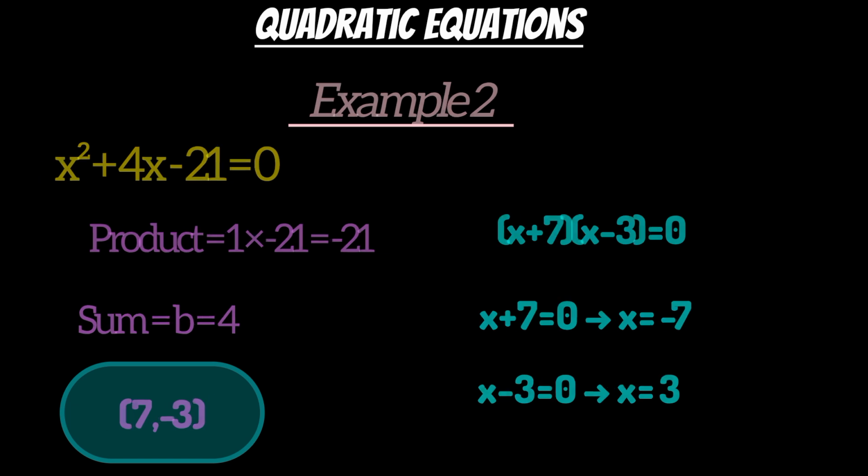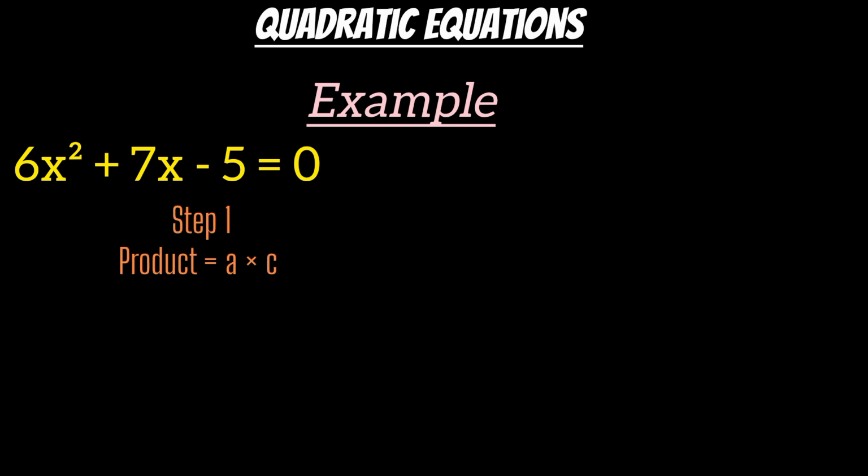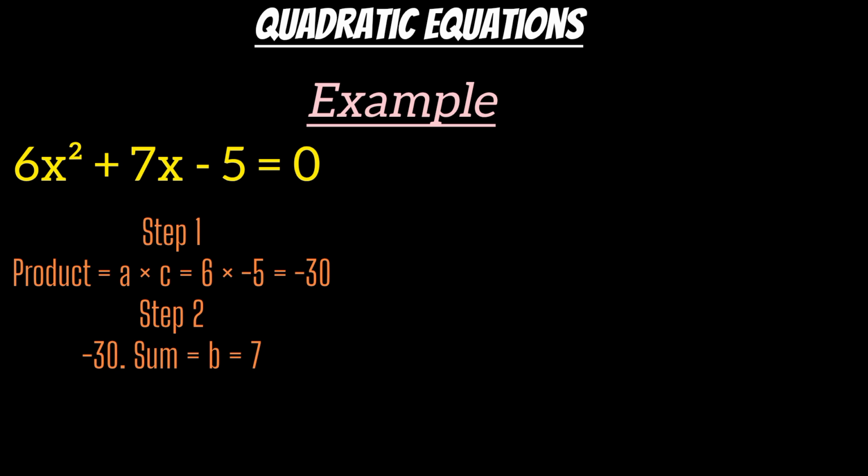Now let us tackle the type students fear most. Example, 6x squared plus 7x minus 5 is equal to 0. Step 1, multiply a and c. So our a is 6 and our c is negative 5. 6 multiplied by negative 5, we get negative 30. Step 2, we find numbers that multiply to negative 30 and add to 7. And these numbers are 10 and negative 3.